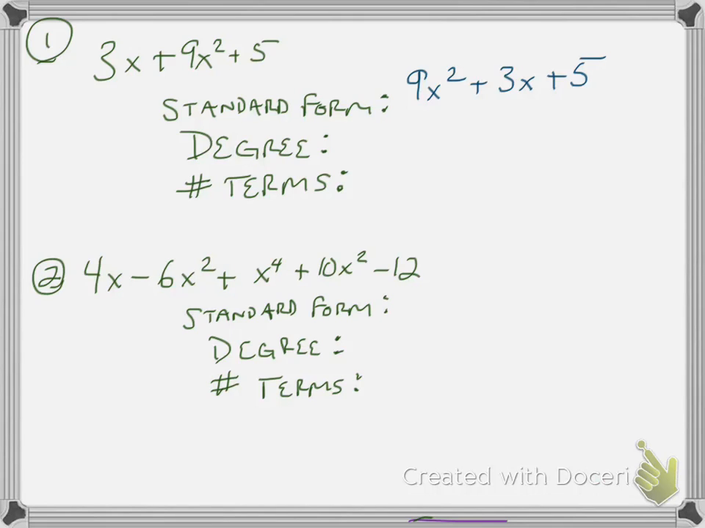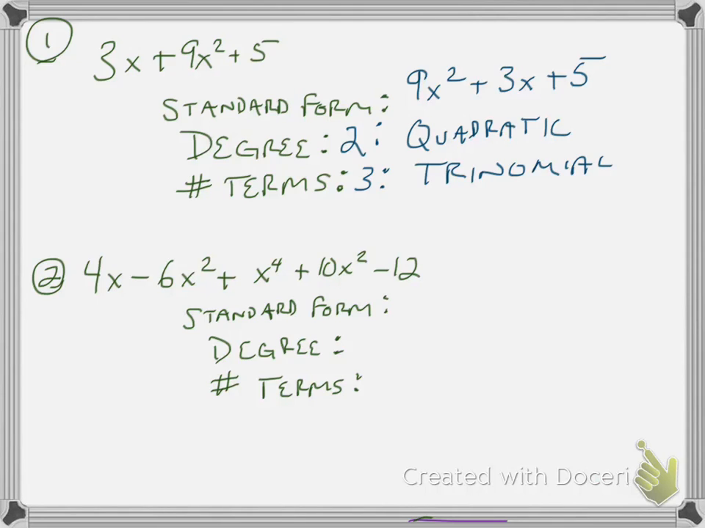My degree is a 2. So that's, you have to name it. Don't just say 2. Because it's a 2, it's called a quadratic. And the number of terms is 3. Again, give me that name. What it's classified as is called a trinomial. So this is a quadratic trinomial.